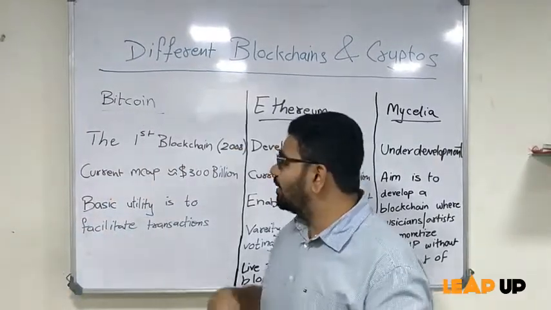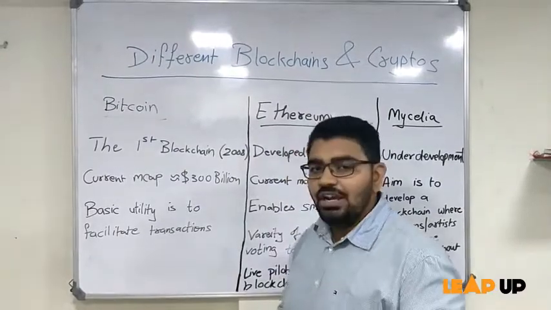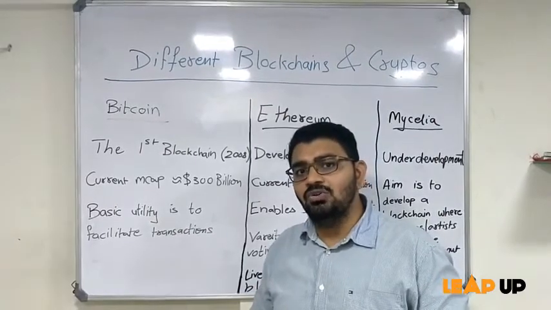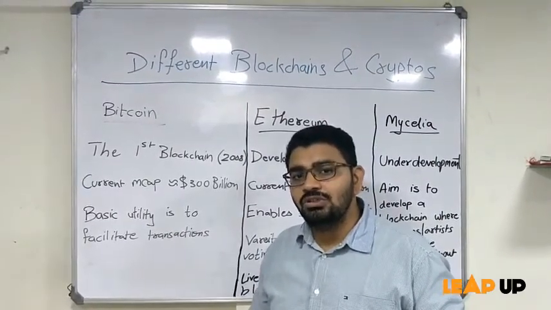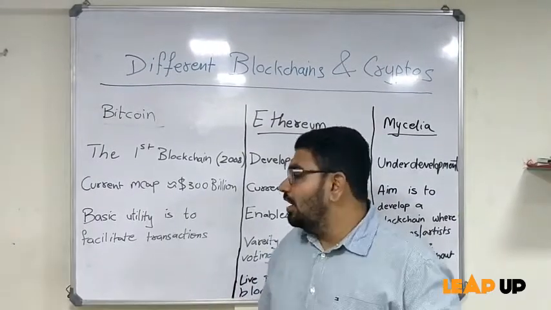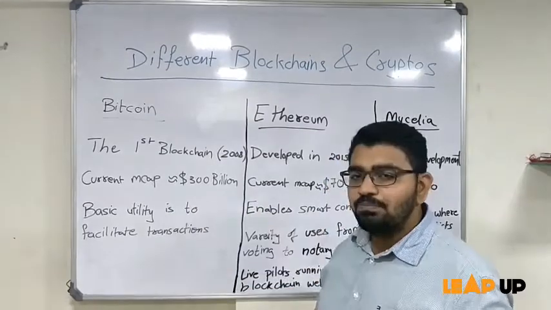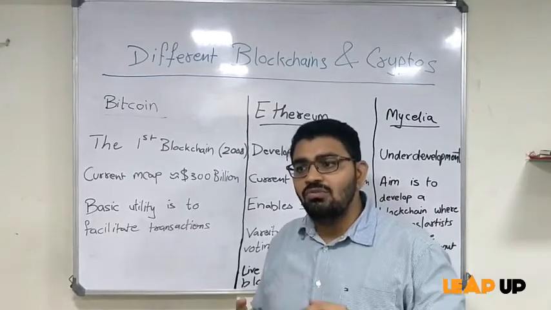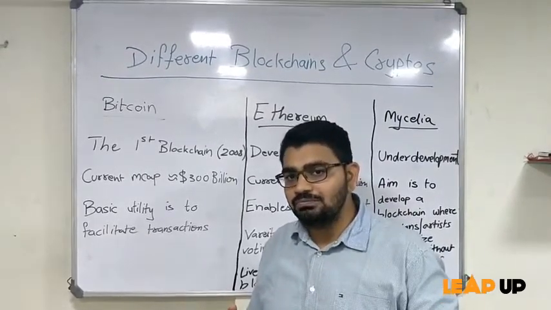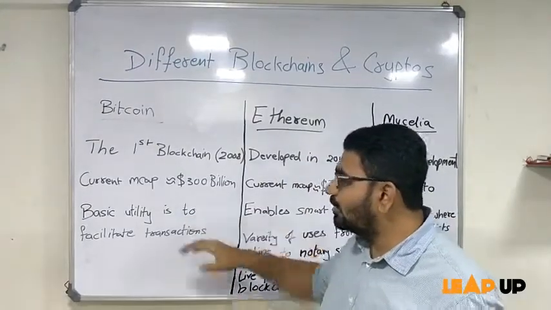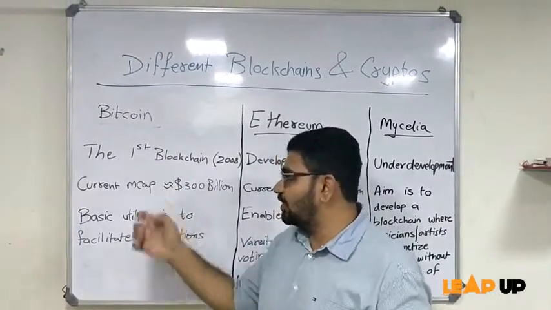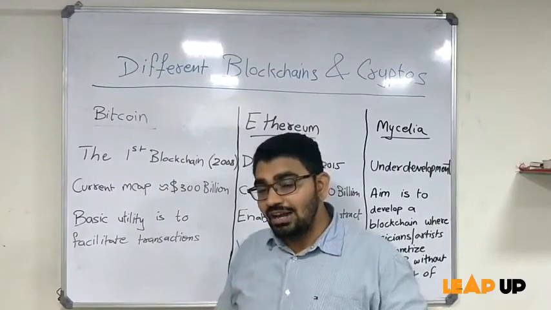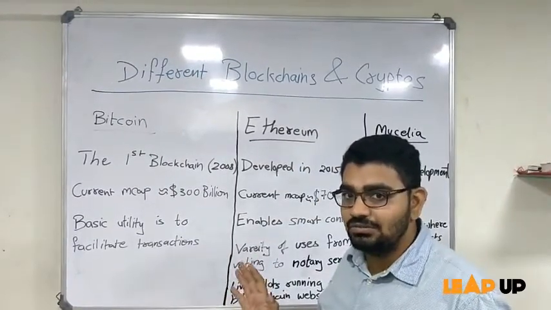The first one and the biggest blockchain is Bitcoin. It was the first blockchain to be developed, in 2008, and it was developed by a group of anonymous developers who have a pseudonym called Satoshi Nakamoto. The main purpose with which this blockchain was created is to facilitate cross-border transactions with ease and less cost. Today the market cap of all the Bitcoins, that is the cryptocurrency on this blockchain, put together is approximately $300 billion. So that makes it the biggest currency as well.